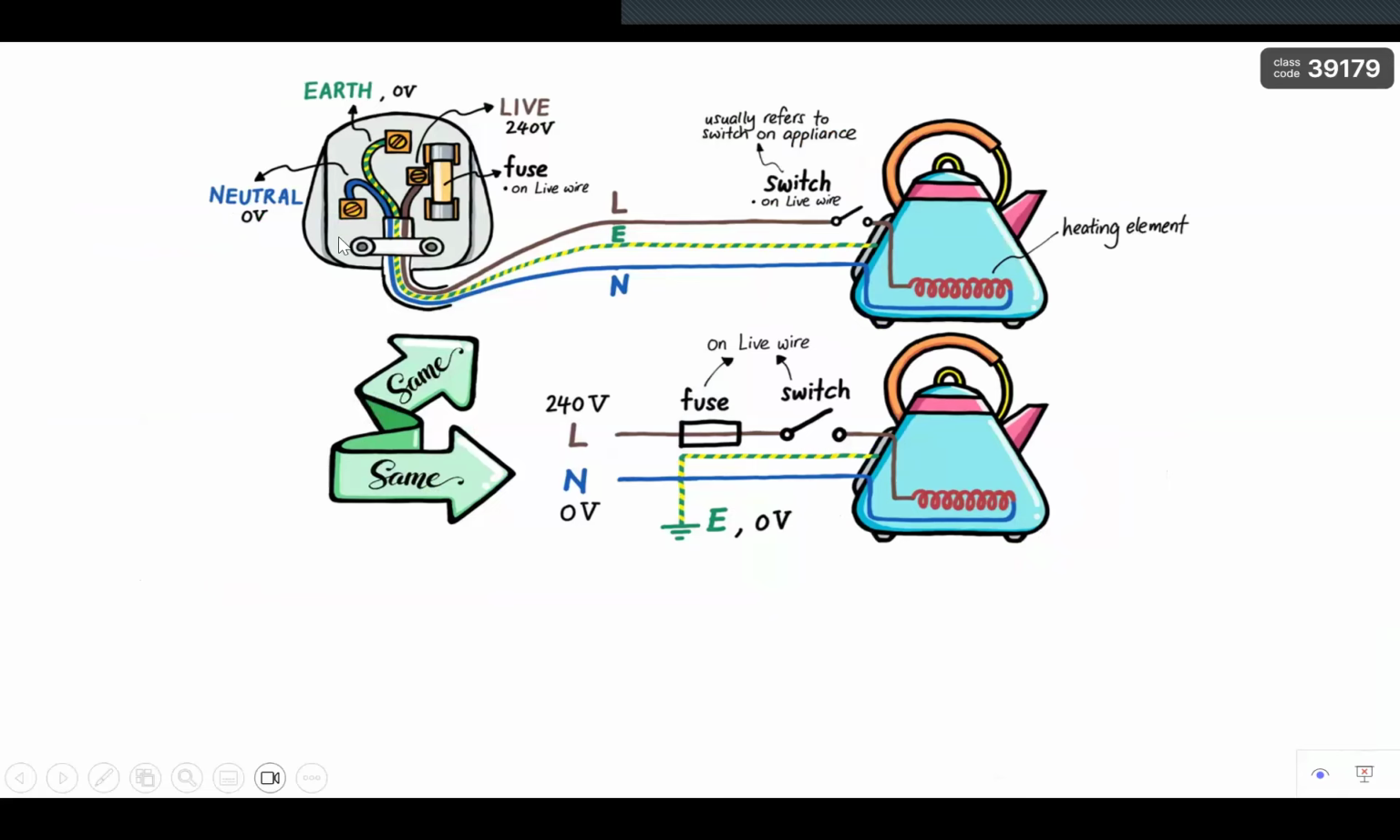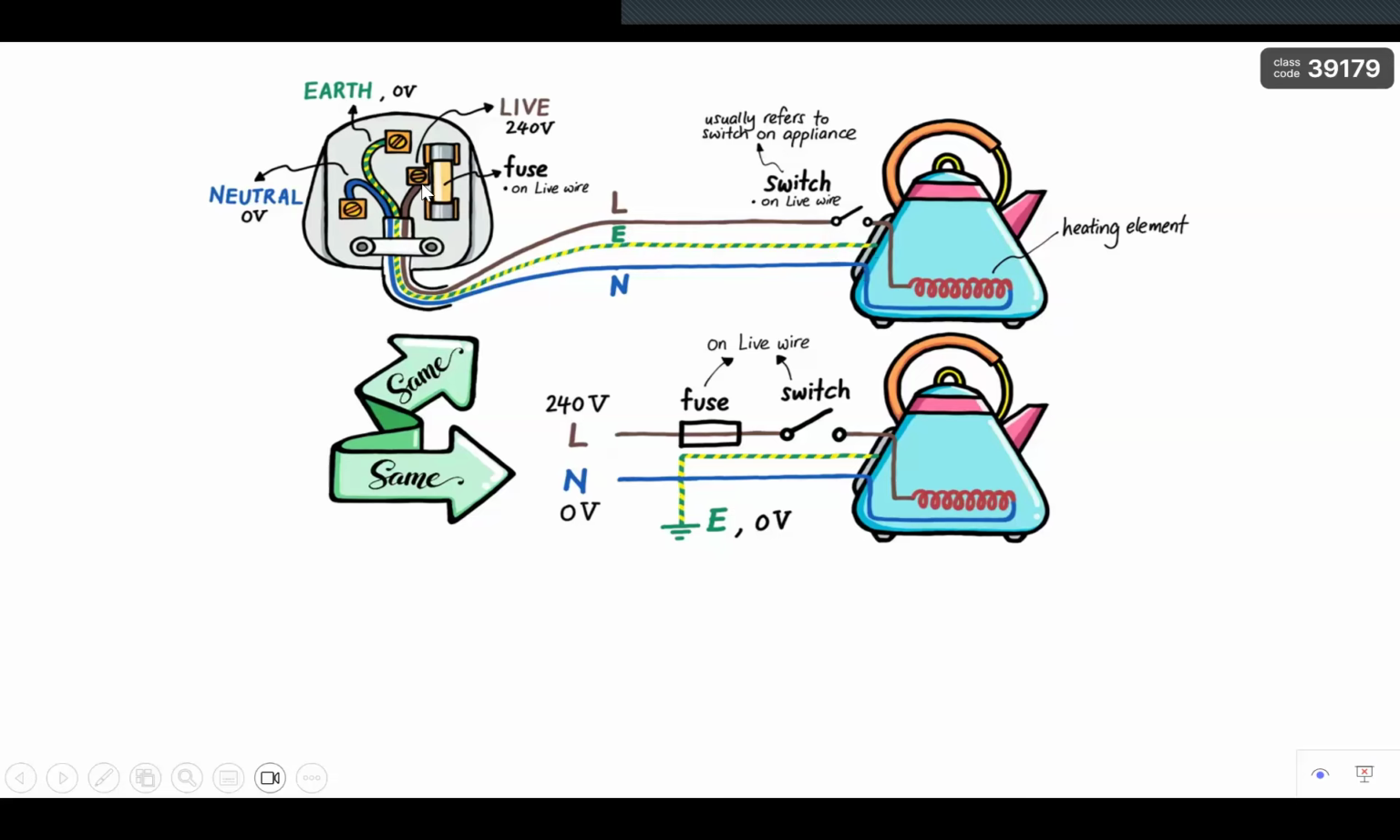Okay, so let's take a look at how the 3-pin plug is being wired to an electrical appliance. These two diagrams are actually the same. So I have the earth pin, which is the most easily recognizable. It's always at the top. The longest pin is yellow and green. So the earth wire, one end is connected to the wall socket, to the ground. And then the other end, you can take a look, is connected to the metal casing of the appliance.